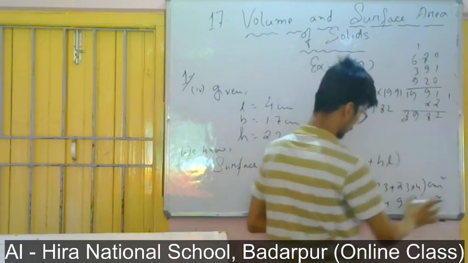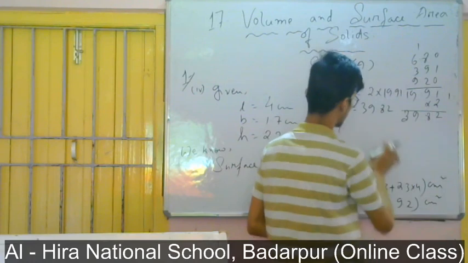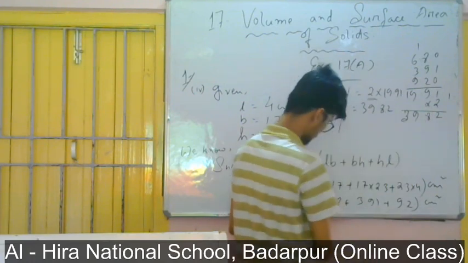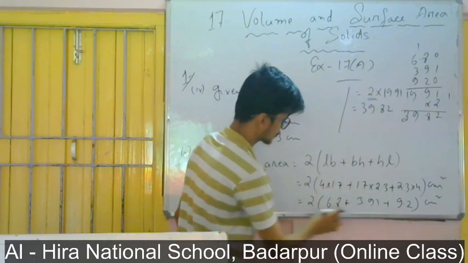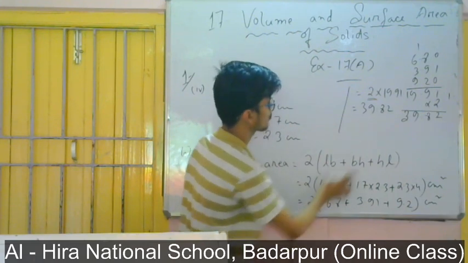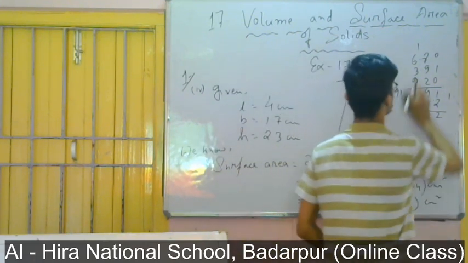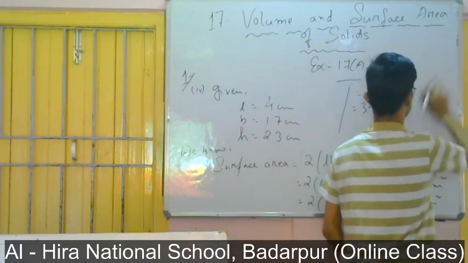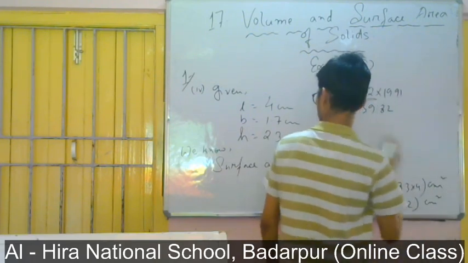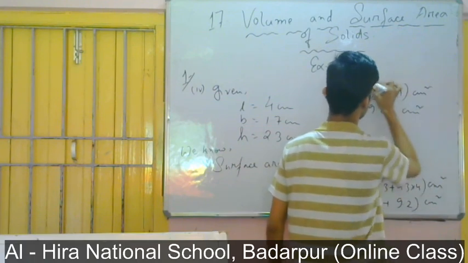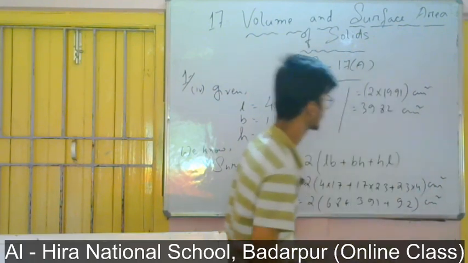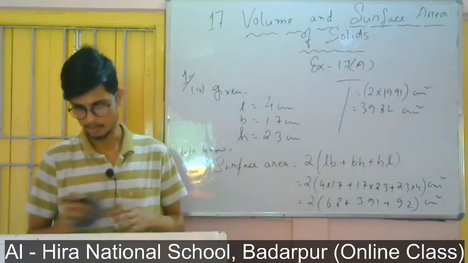First of all I have to add all this, then I simply multiply it by 2, because each of them, the sum of this one I have to multiply by 2, so I simply multiplied it by 2. So unit will be centimeter, that means centimeter square, which you give in bracket, centimeter square.